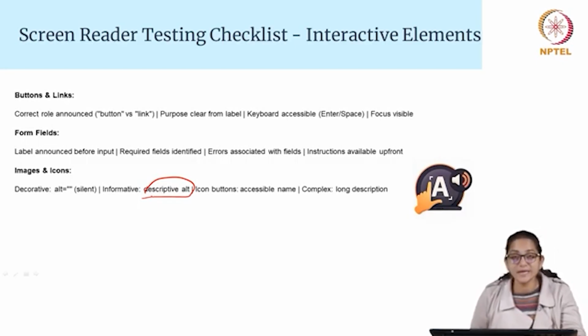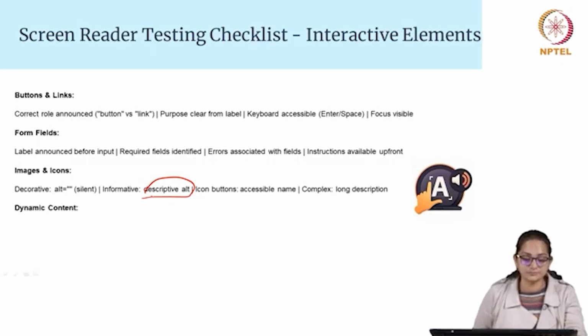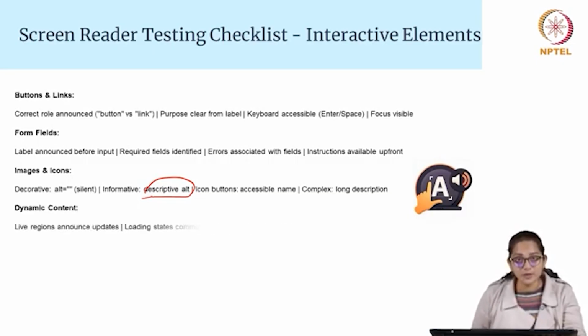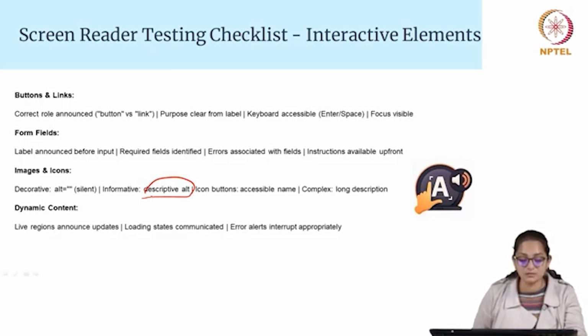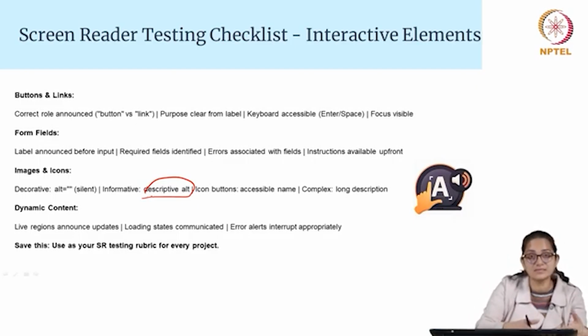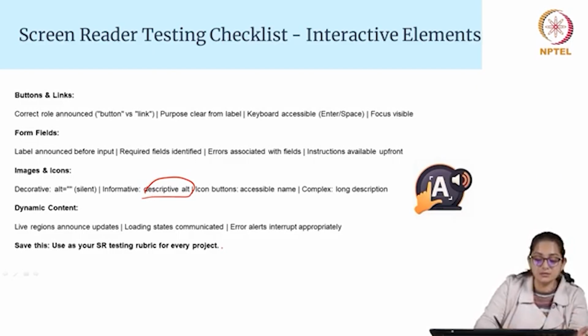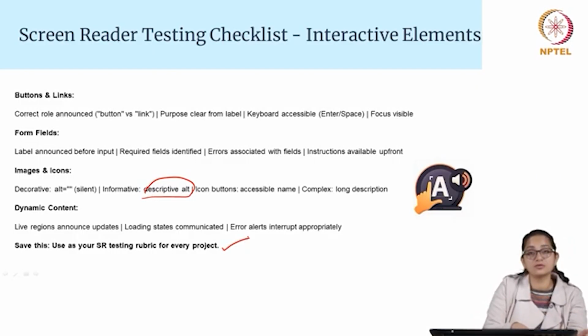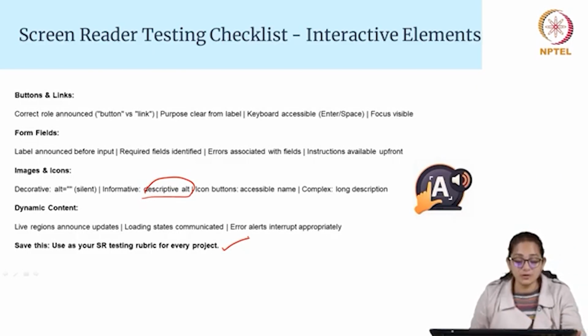If it's a complex interactive element, a longer description is okay. If it is dynamic content, live regions announce updates, loading states are communicated, error alerts interrupt appropriately. Save this list and use it as your screen reader testing rubric for every project.